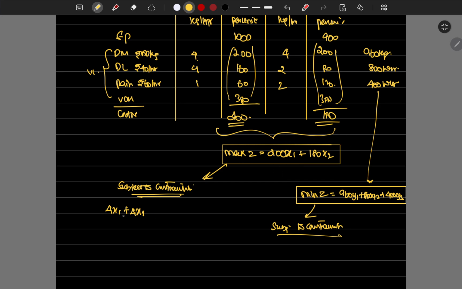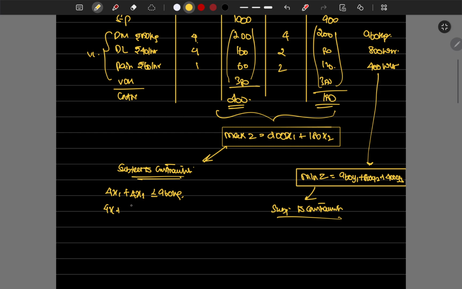What are the restrictions we have? We have 4 kgs of direct material for alpha and 4 kgs of direct material for beta. This is subject to 960 kgs, right? So this is the constraint. This is the achievable goal. Okay, 4x1 plus 2x2 is subject to 800. Then x1 plus x2 is less than or equal to 400 painting hours.